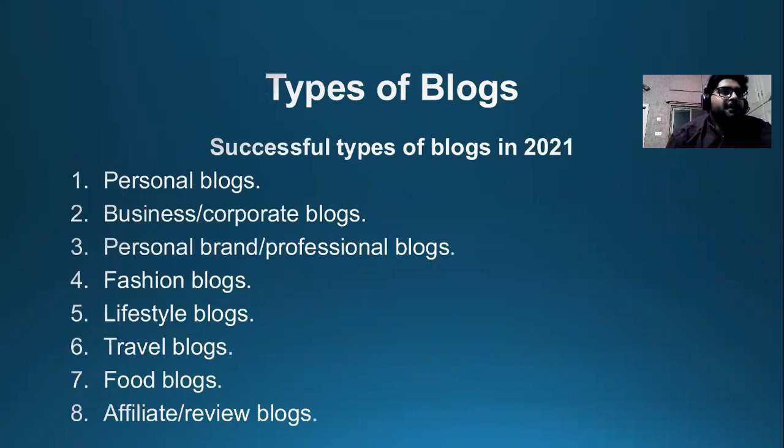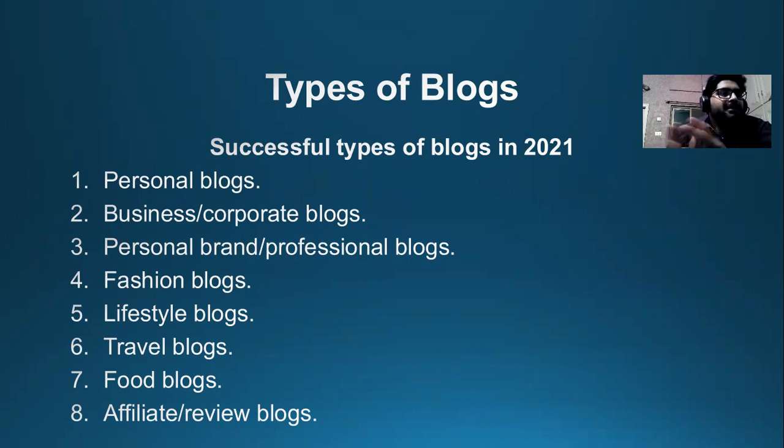Moving forward, we will study the different types of blogs. In 2021, we have 8 successful types of blogs. At number 1, we have personal blogs, in which, suppose I write my blog, I can write about myself, my past, my life story, my achievements, any kind of thing that comes into my thought, anything about me. At number 2, we have business and corporate blogs.